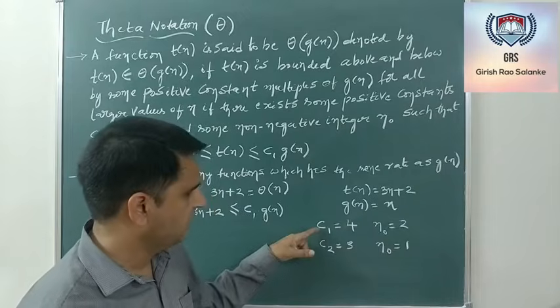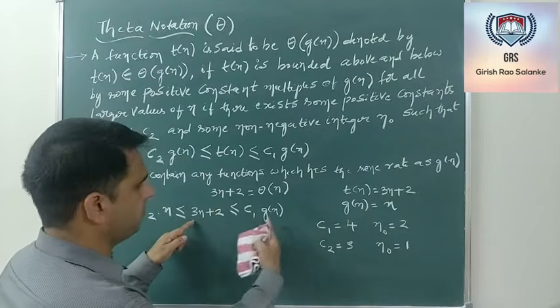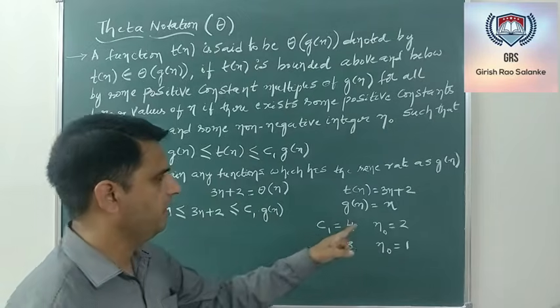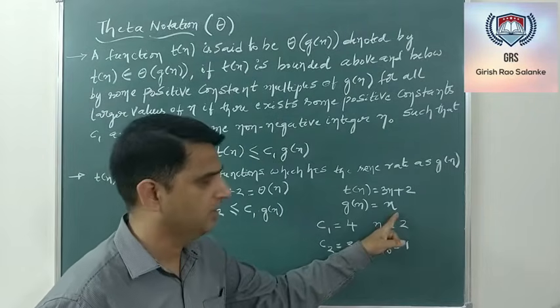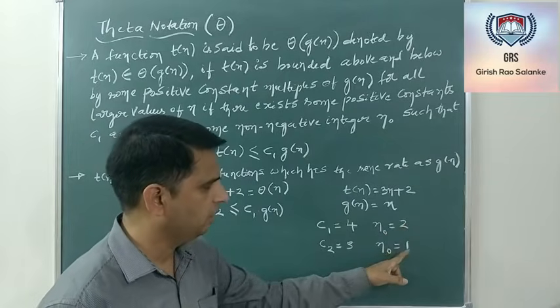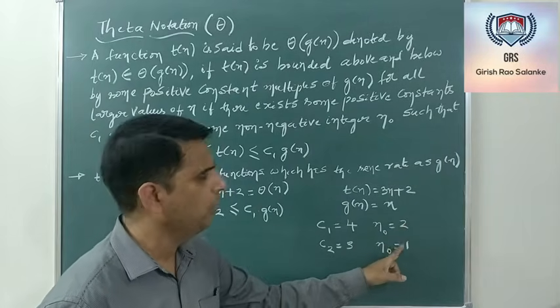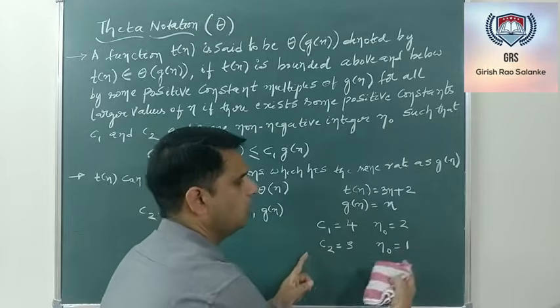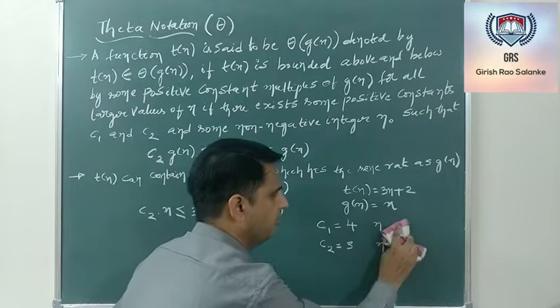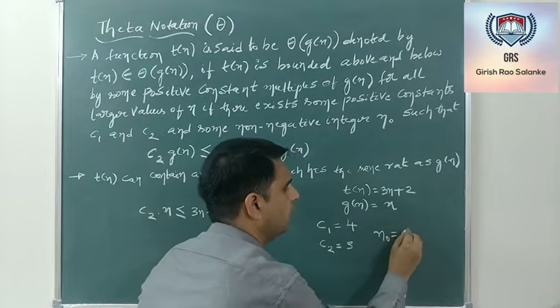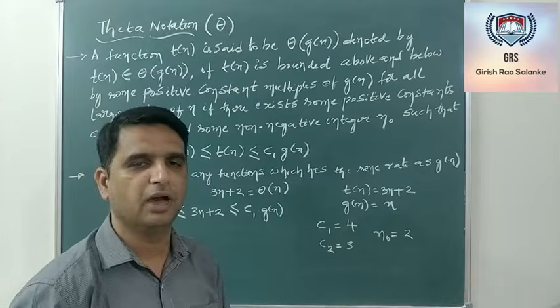So in the first case, when it was expressed only as 3n plus 2 less than or equal to C1 into g of n, when my N0 was 1, it was false. When N0 was 2, it was true. In the omega notation, when N0 is 1, it was true, and even for N0 equal to 2 it was true. Therefore, when I combine these two together, my N0 value should be 2, the bigger one.